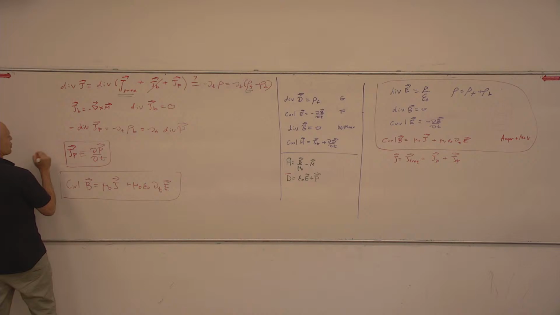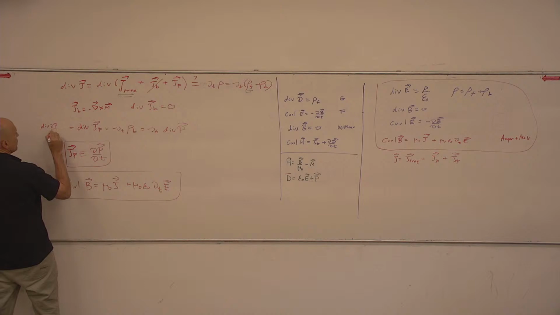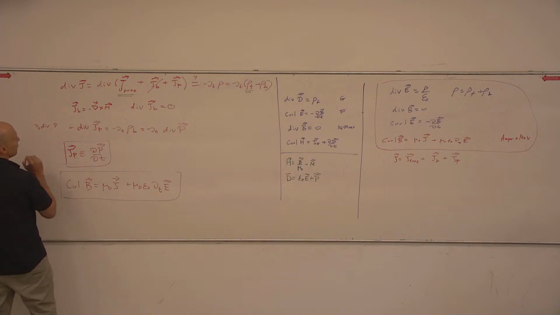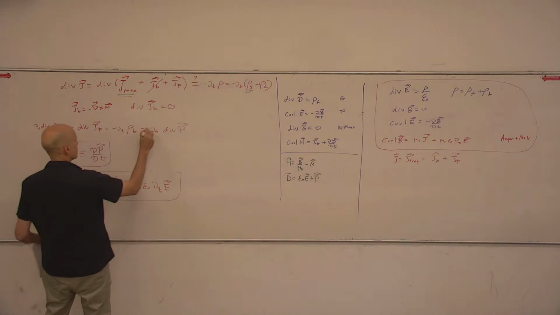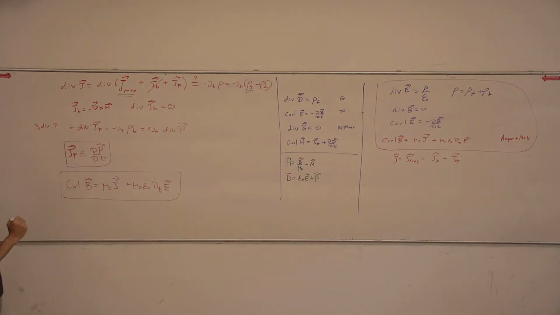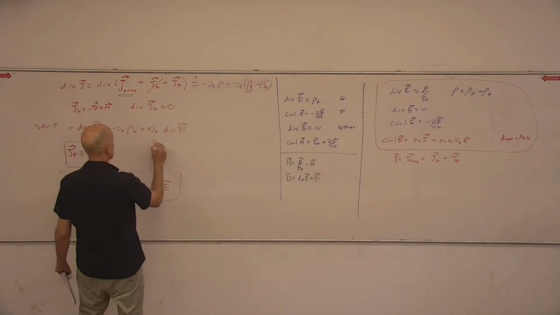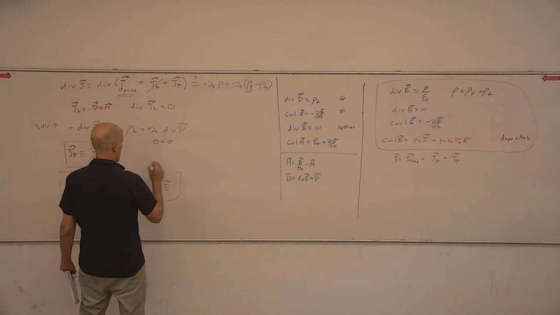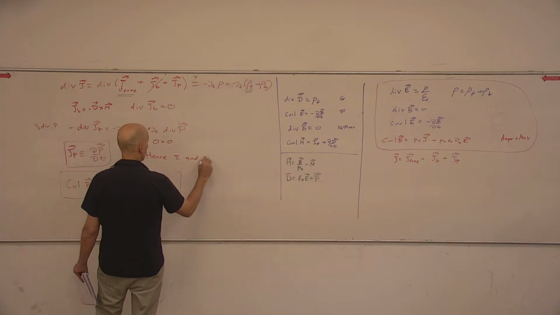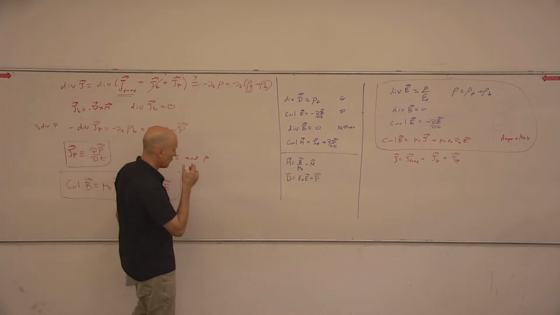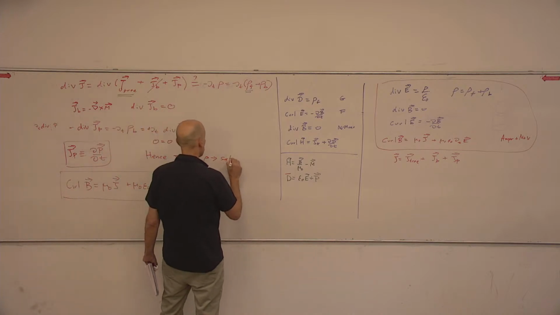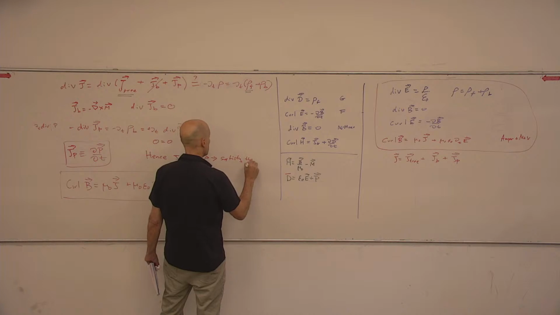And what is this one? I'm just using the definition. This is div dP/dt. I can put the d/dt here. There is a minus sign here, it's a plus. And you see that 0 is equal to 0. So the conclusion is J and rho, which are the total current and the total density, satisfy the continuity equation.